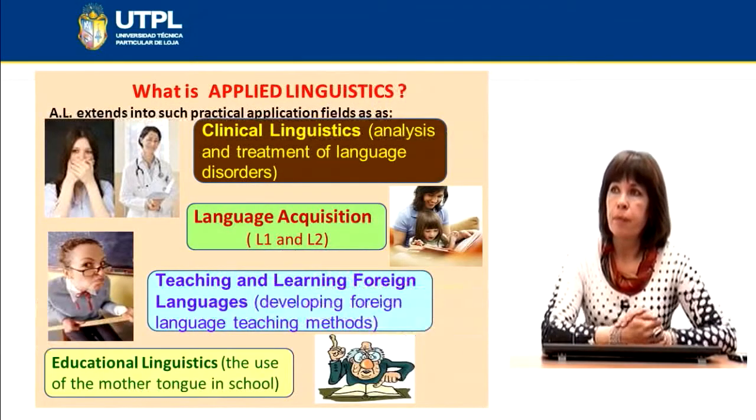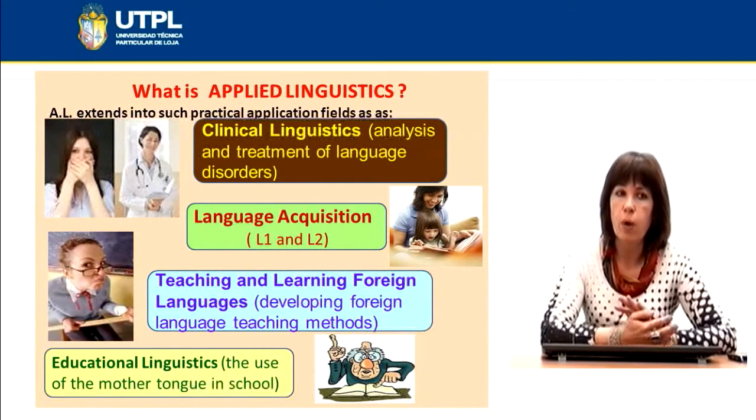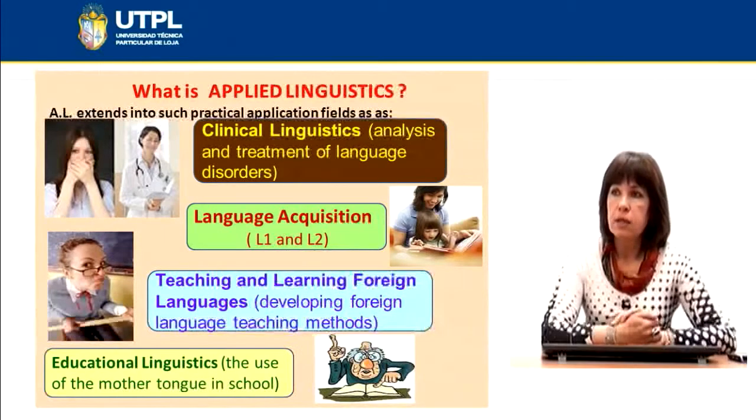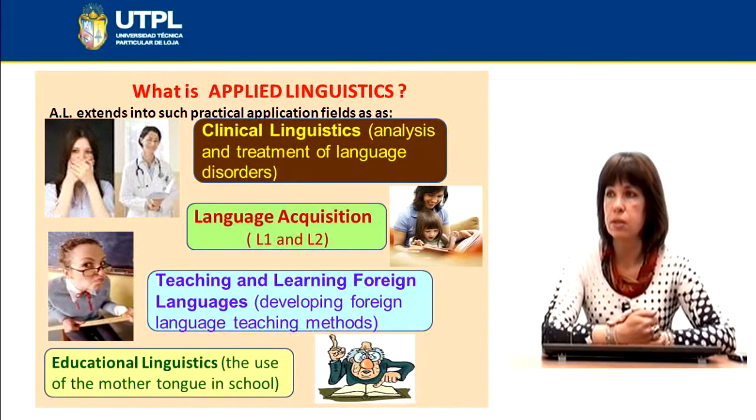Well, but first of all, let us see why linguistics is applied. So, what is the difference between linguistics and applied linguistics? Why do we say that it's applied linguistics? So it can be used in many different subfields. In practical use, there are fields such as clinical linguistics, the analysis and treatment of language disorders, practical for doctors. And language acquisition, one of the main interests and emphases of the discipline of applied linguistics: how the first or native language is learned, and how the second or foreign language is learned.